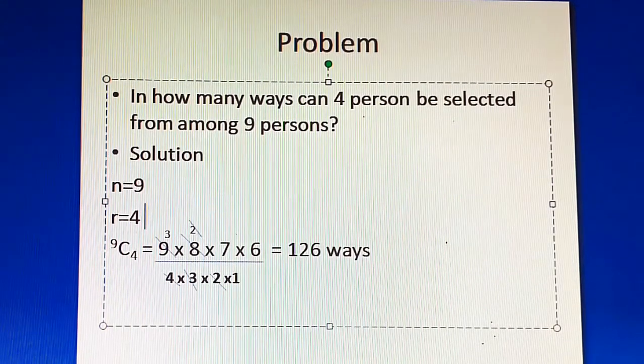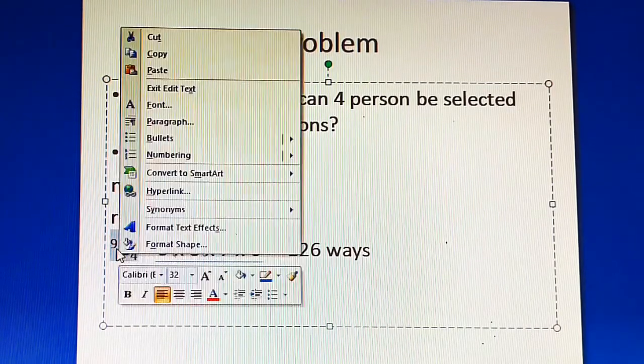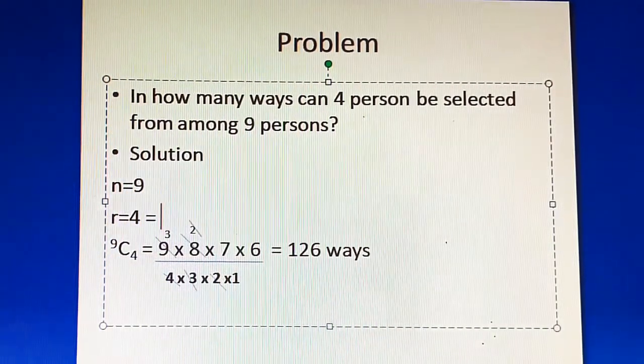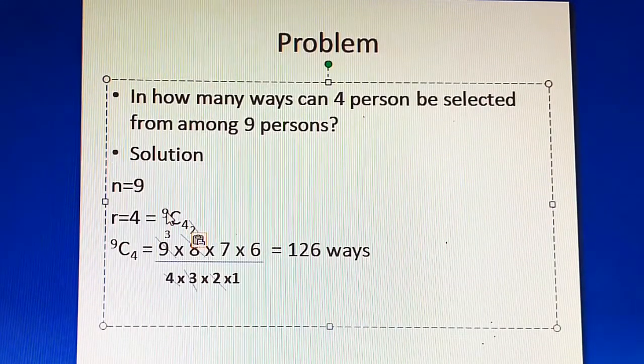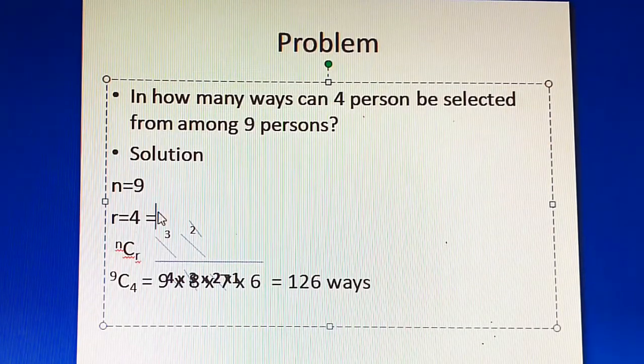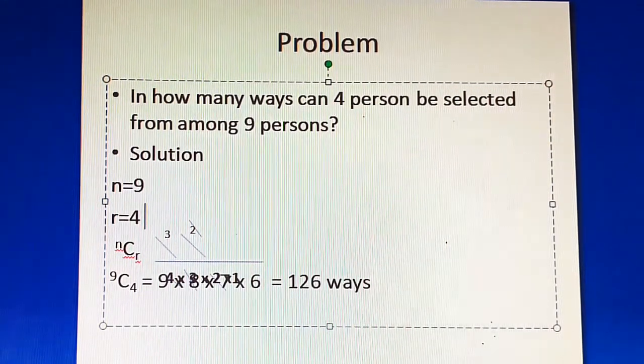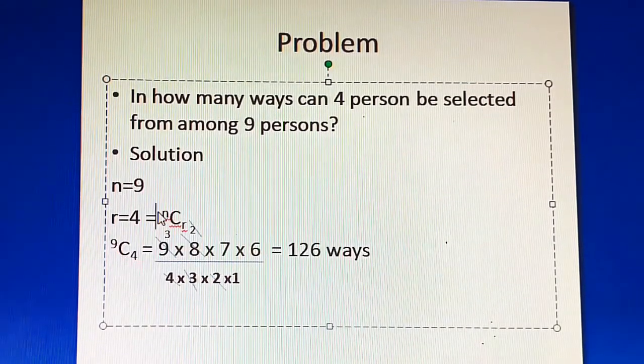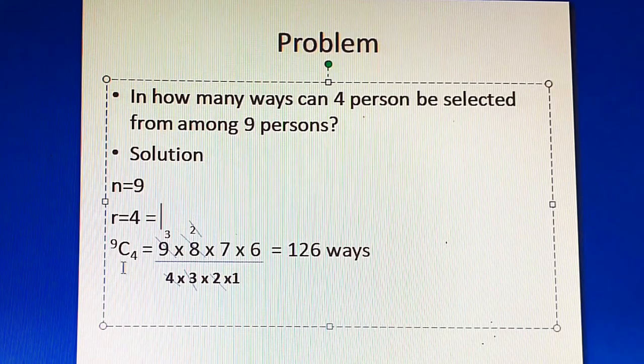9C4 ways, right? Which is equal to NCR. So what is N actually here? We can do it in NCR ways. So here N is 9 and R is 4.